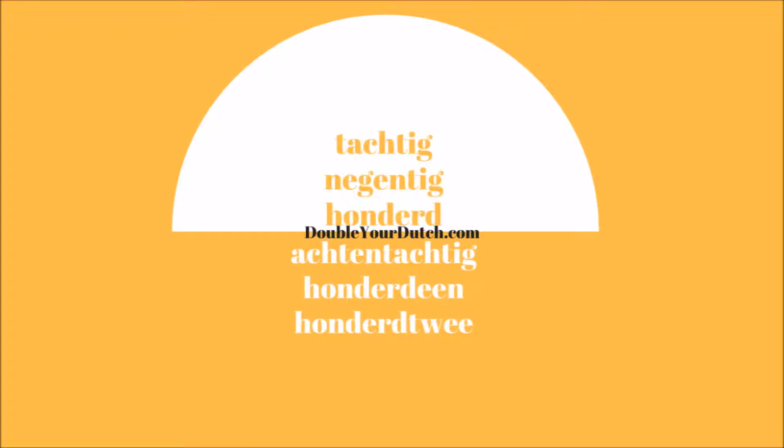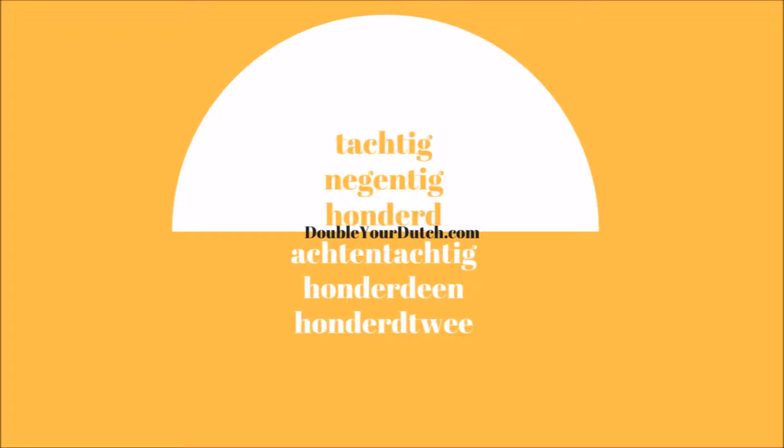88 is 8 and 80. But once you go to 100, then it changes. So it becomes 101, 102, 103, 104, 105, and you can go back down the list.